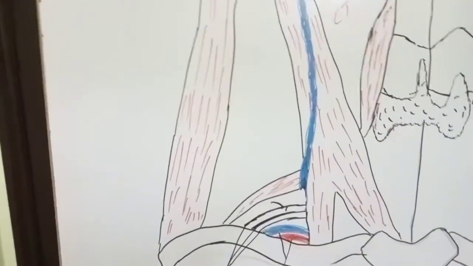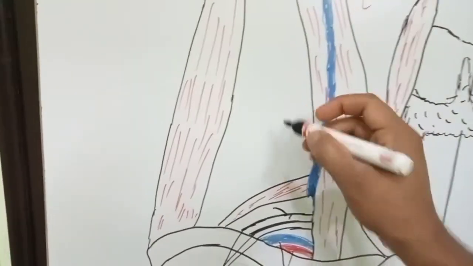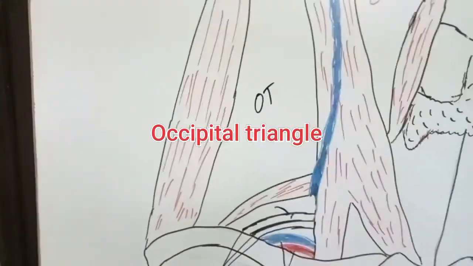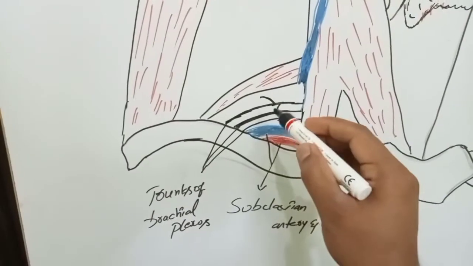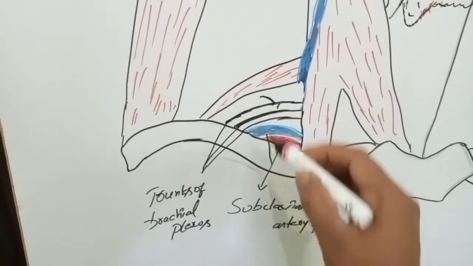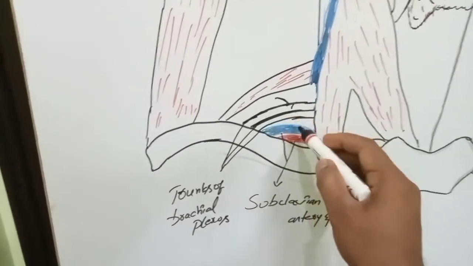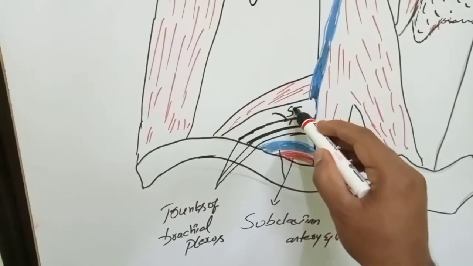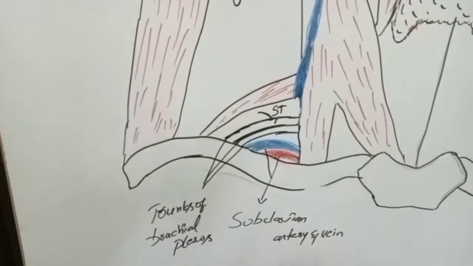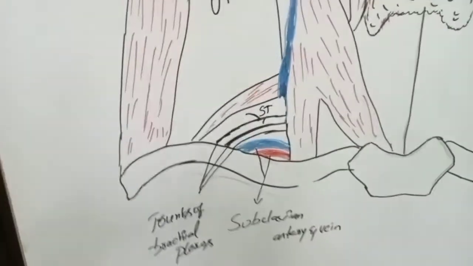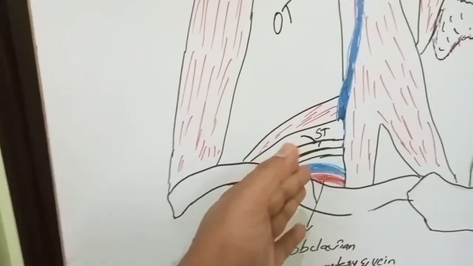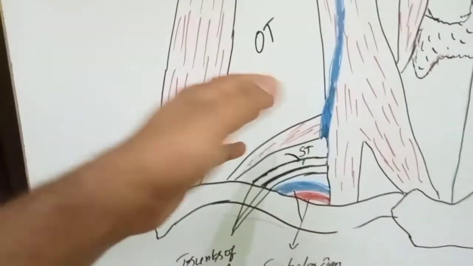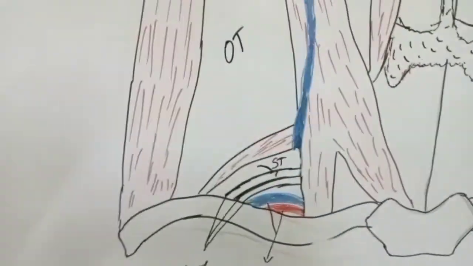The upper part is called the occipital triangle. The lower triangle is called the subclavian triangle. You can just remember this as ST, or subclavian triangle. We'll have a short discussion on this whiteboard, then we'll see the structures present in the occipital triangle in the PPT.